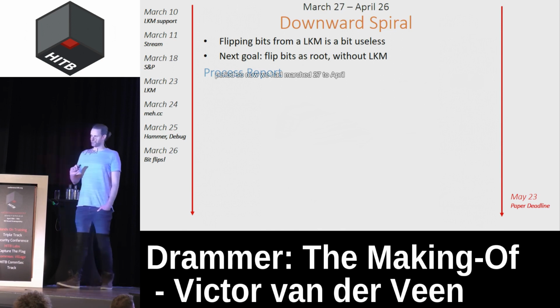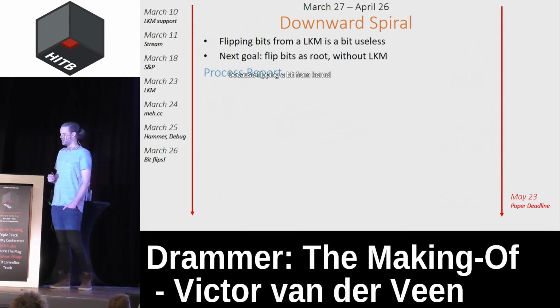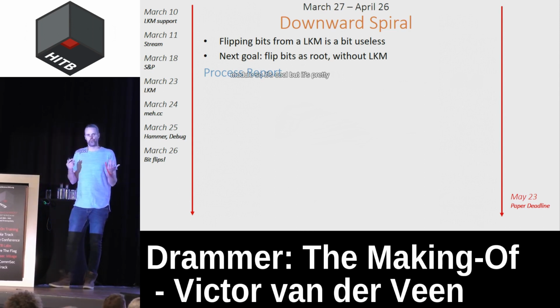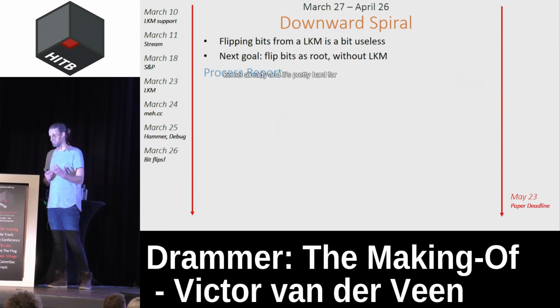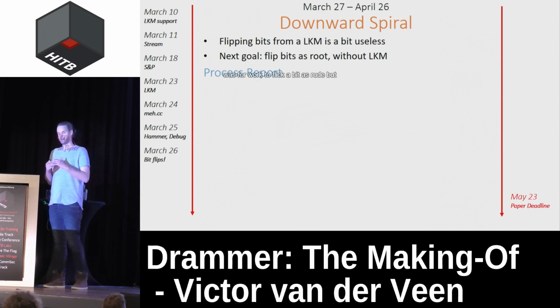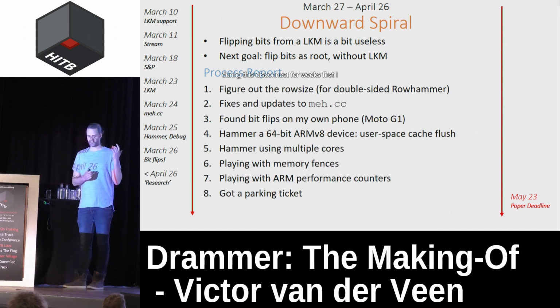Over the next period, so now we're at March 27 to April 27, the next month or so, we were going into a downward spiral. Because flipping a bit from a kernel module is cool, but it's pretty useless because you have to be in the kernel already, and it's pretty hard for an attacker to do so. So the next goal was for our work to flip a bit as root, but without the kernel module. So here's the process report, all the things I did during these next 4 weeks.